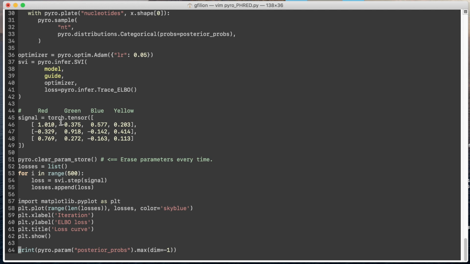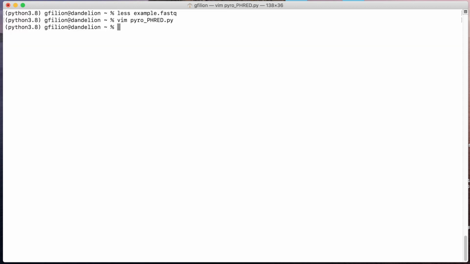So this is simulated data, and we say that, for example, we see these profiles here. We have 3 nucleotides, and each of them corresponds to a light profile, which is 1 row here in this simulated data. We then clear the param store, as usual, and then start doing the SVI iterations until we're confident that we have reached convergence. And finally, we plot the loss curve and we print the value of the parameters. So let's just run this small program and see what we get.